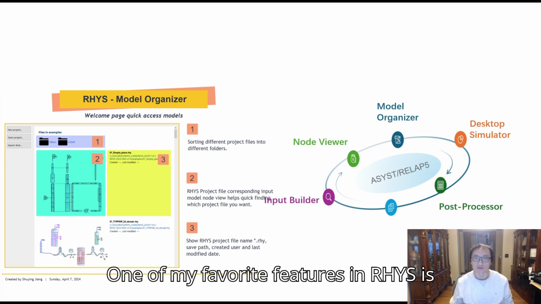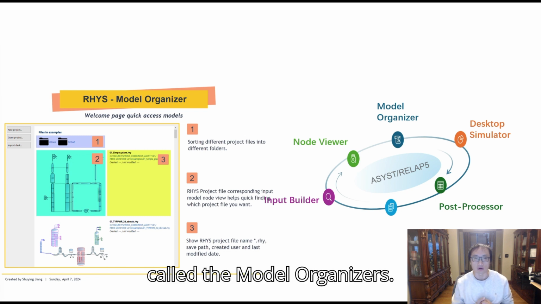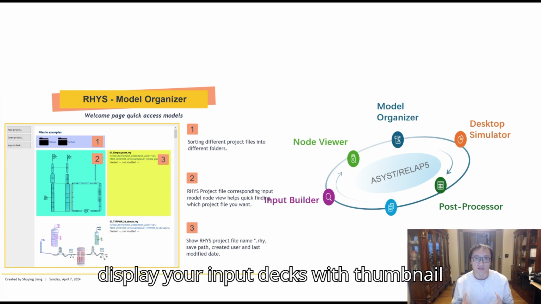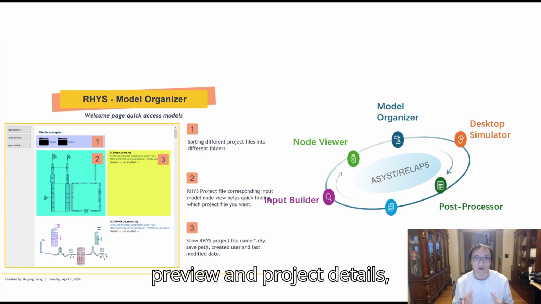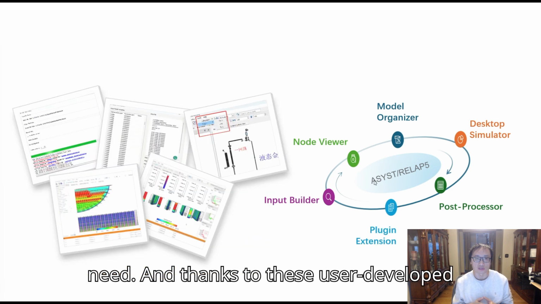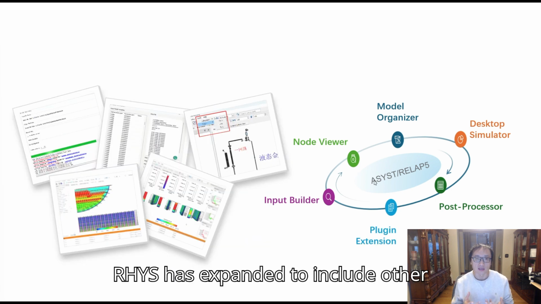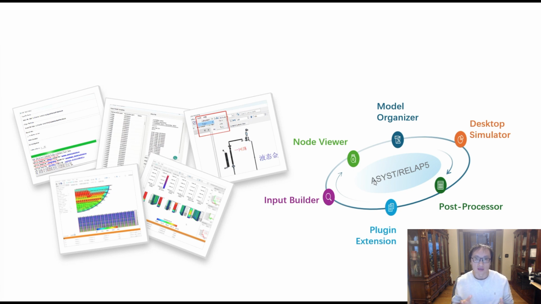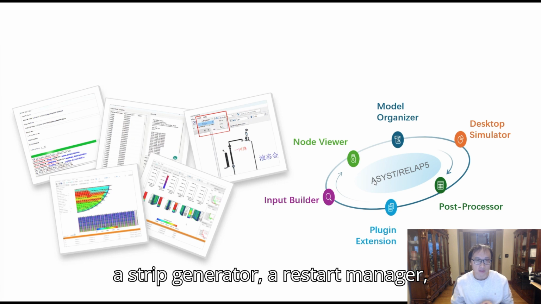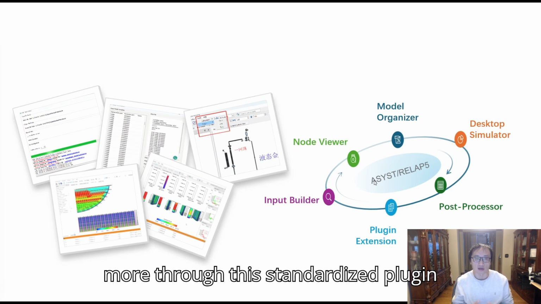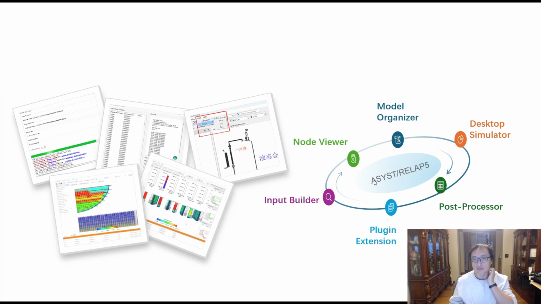One of my favorite features in RHYS is called the model organizer. We introduced the feature to organize and display your input decks with thumbnail, preview, and project details, so you can quickly locate the files you need. And thanks to user-developed plugins, RHYS has expanded to include other features like batch running, a strip generator, a RHYS step manager, a SketchUp view, and paint tools, and much more through this standardized plugin architecture.